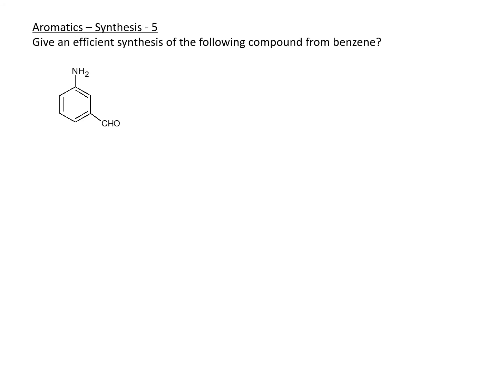Given efficient synthesis of the following compound from benzene, so yet again we have to make something from benzene. Now here again we have to look at the relationships that we have. So here is an amino group, and an amino group is an ortho-para director, and here is an aldehyde. An aldehyde is a meta director.